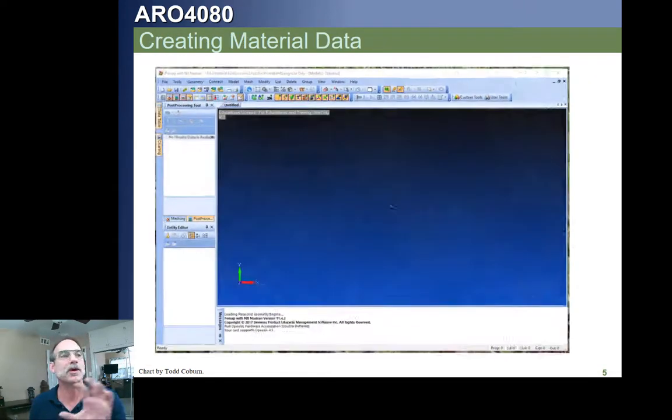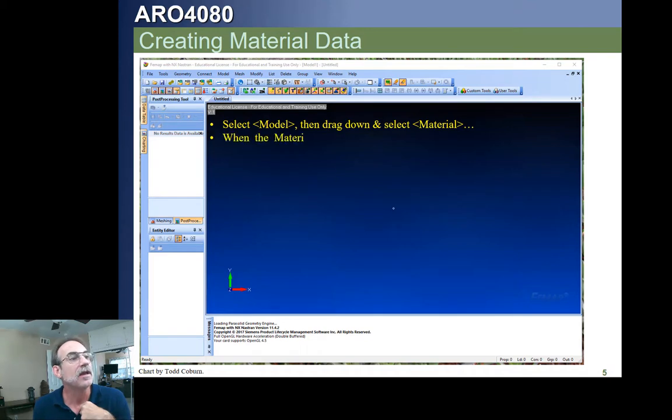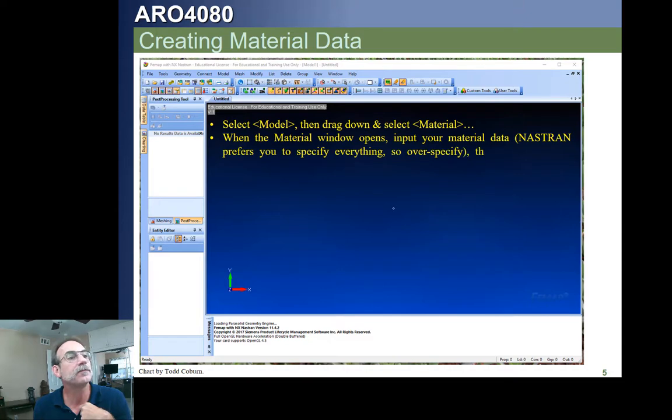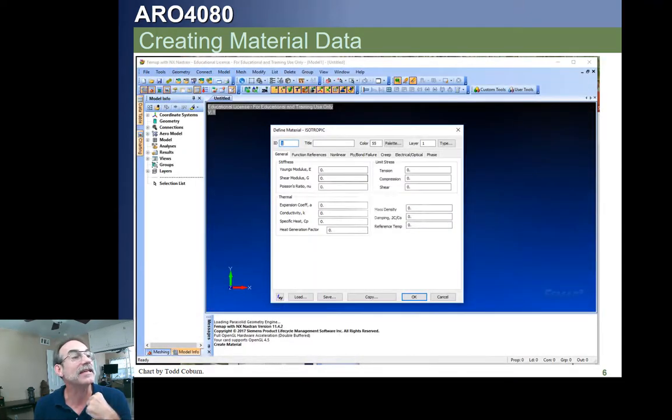All right, so first we're going to create some material data. We're going to do that by selecting Model. We're going to drag down the pick menu to Material. There's model right there. We're going to pull that menu down and select material. When we do that, it's going to open a material window that looks something like this.